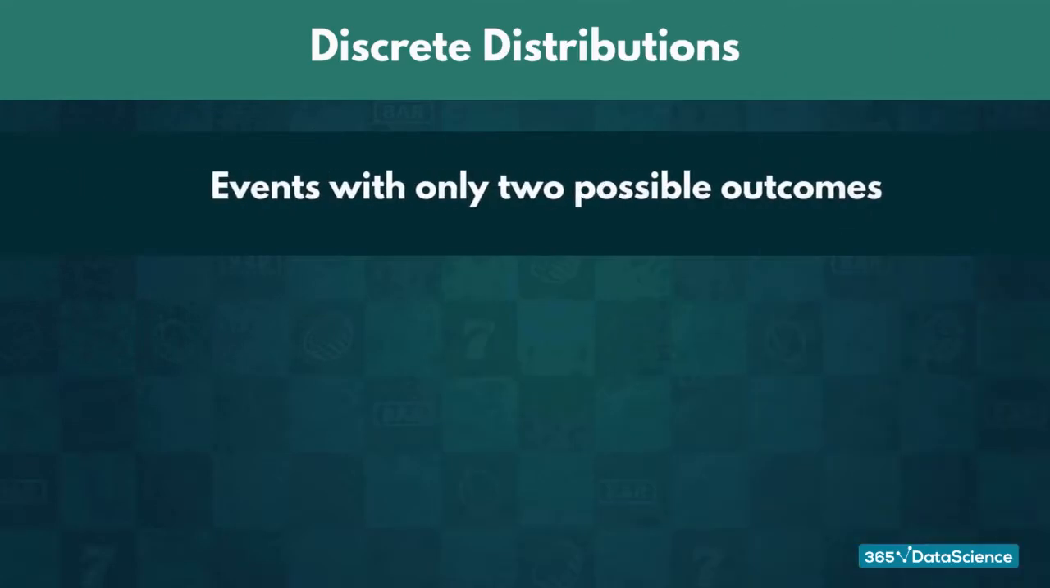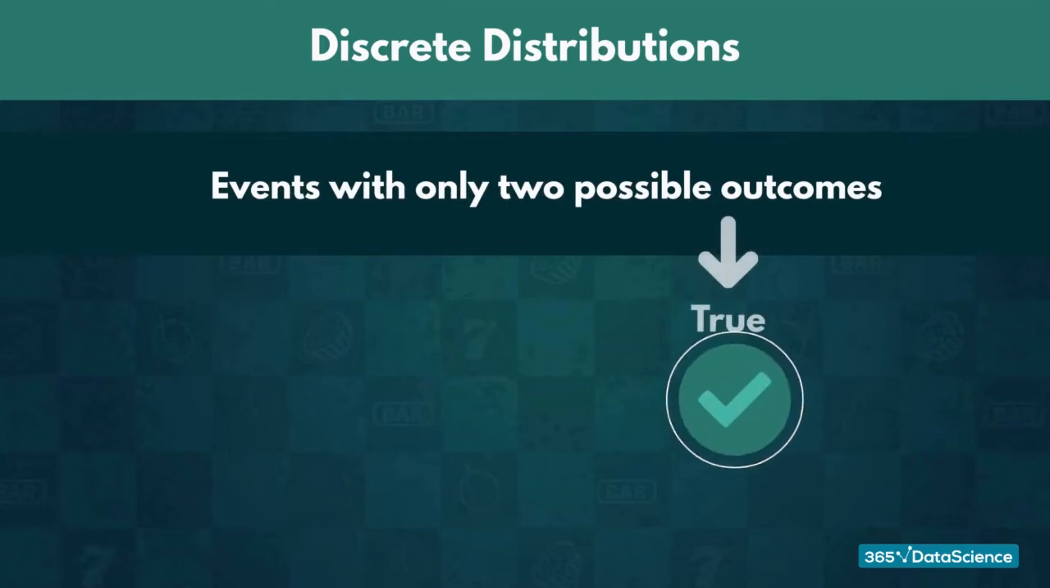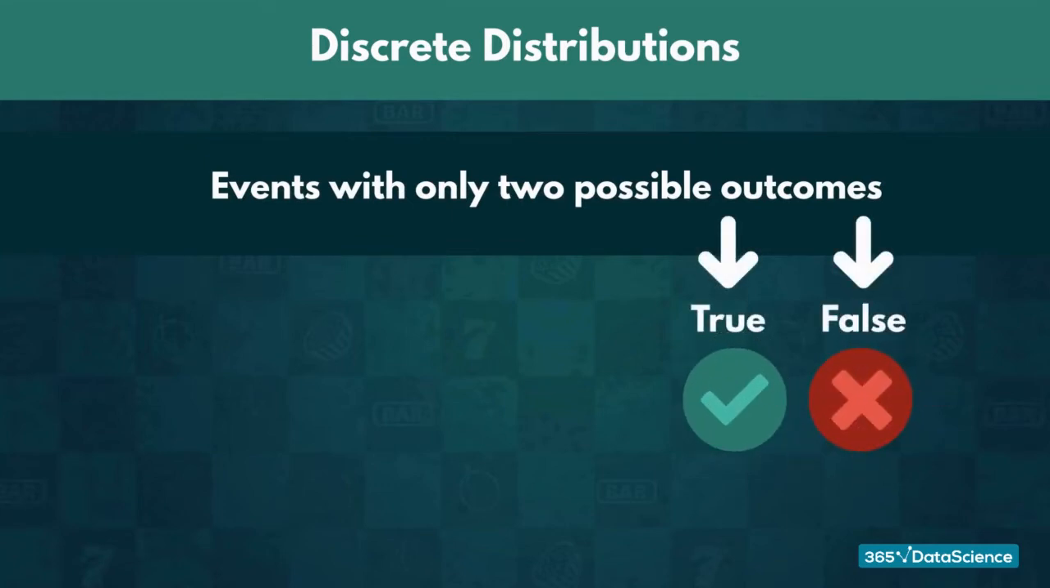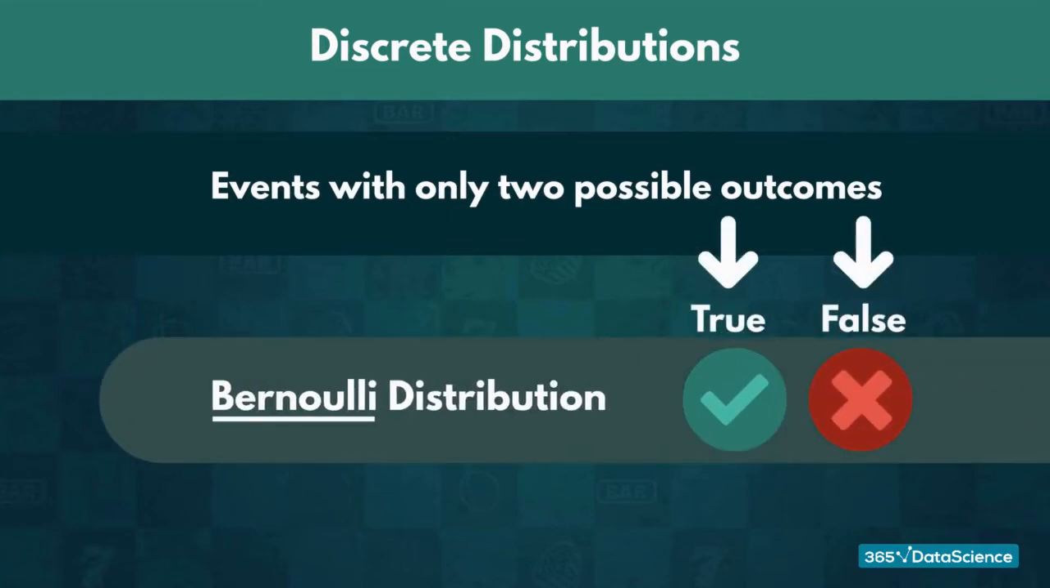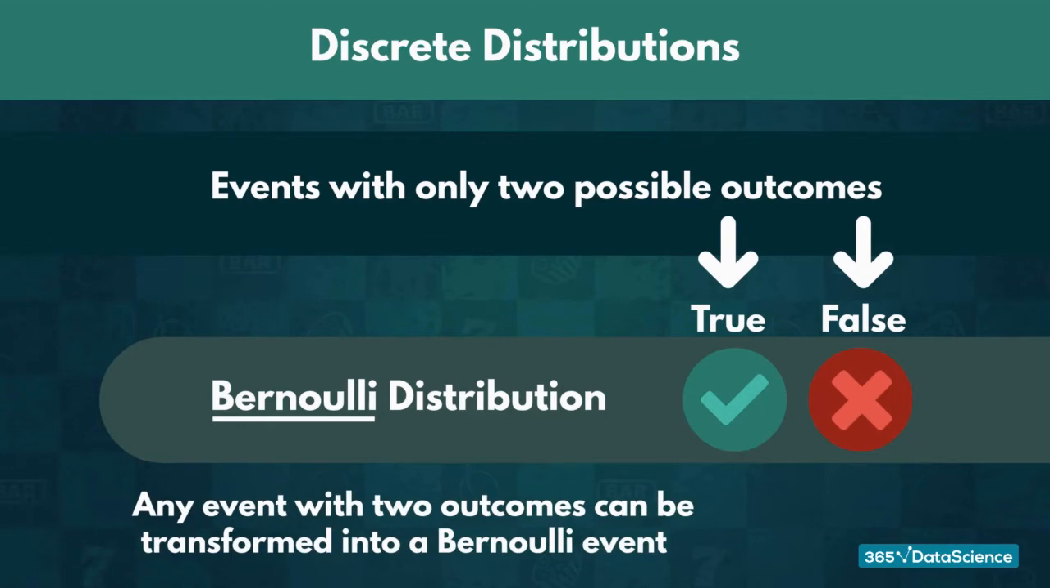Then, there are events with only two possible outcomes, true or false. They follow a Bernoulli distribution, regardless of whether one outcome is more likely to occur. Any event with two outcomes can be transformed into a Bernoulli event. We simply assign one of them to be true and the other one to be false.